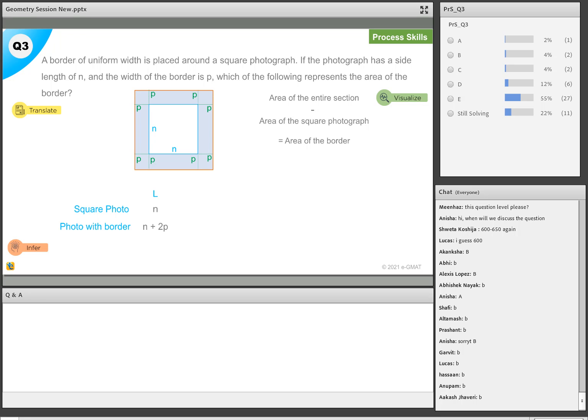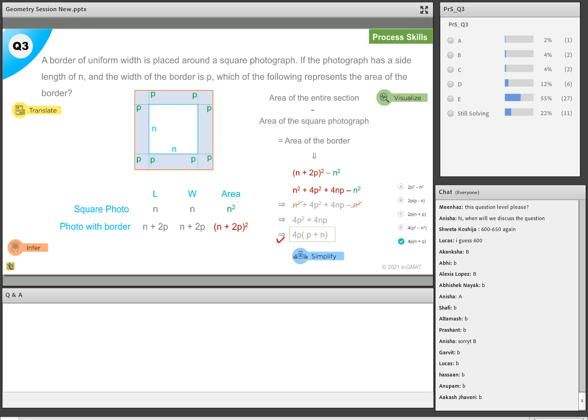The length of the square photograph is n, with the photo with the border is n plus 2p. The width would be equal to the length, and that would give me the area for these two entities. Finally, I need to calculate the area of the border, and I can do that by subtracting n square from n plus 2p whole square. Simplifying this out, you get the value as 4p times p plus n, which is choice E, according to 55% of you, right?